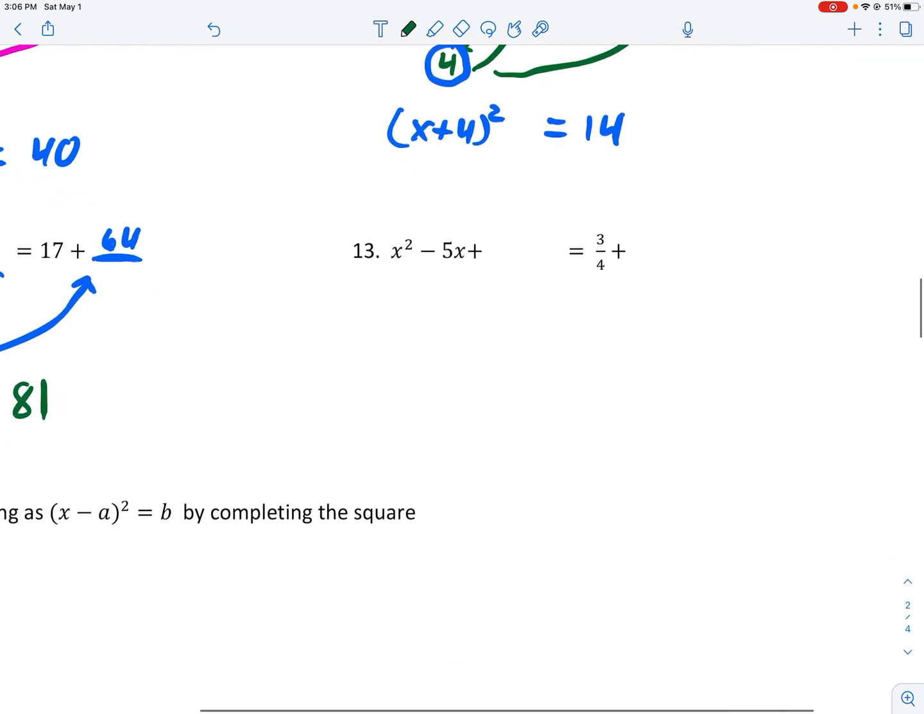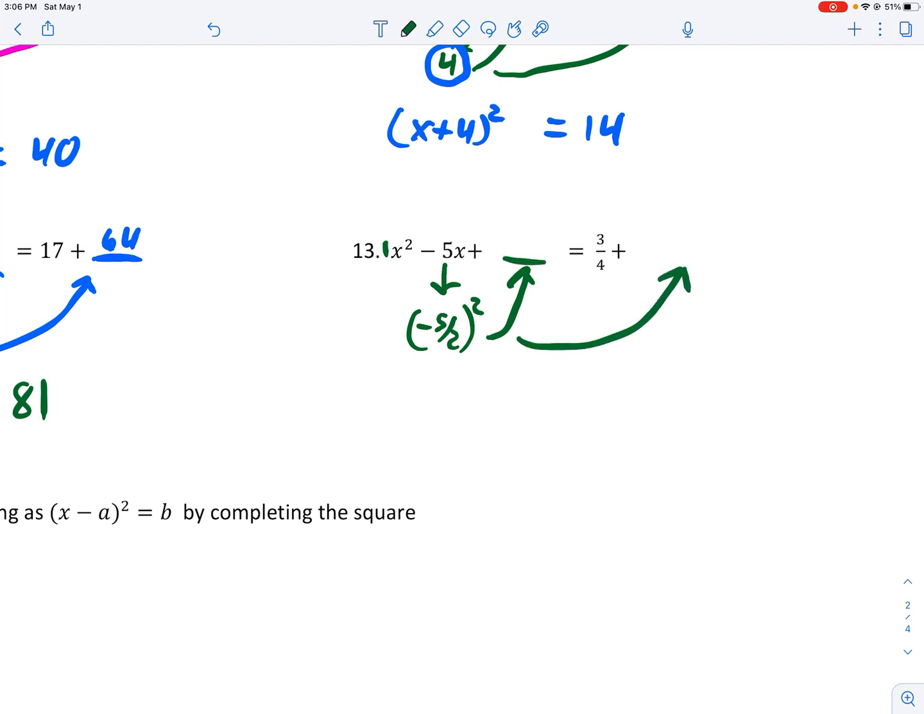Okay, and then number 13, same thing. X squared, is it a 1? Yes. Again, it's not always going to be a 1, so you're going to have to sometimes use division or multiplication to make it a 1, but that'll come down the road. The constant's on the other side, so I'm going to divide the b term by 2, so it's negative 5 halves. I'm going to square it and add that to both sides. So negative 5 halves squared would be 25 over 4.